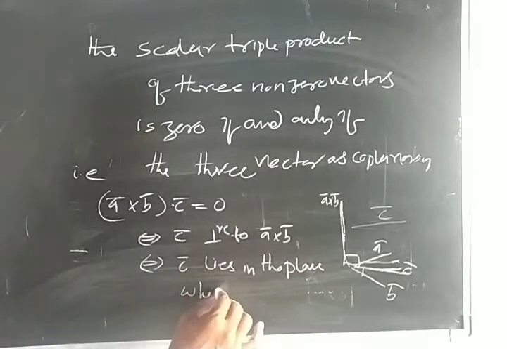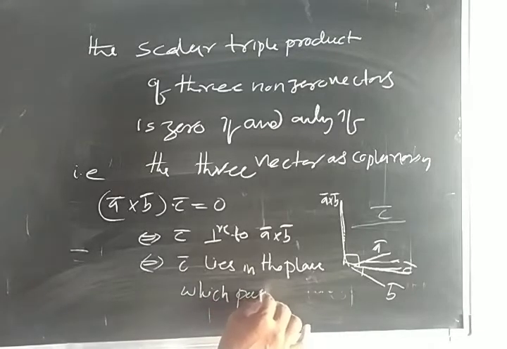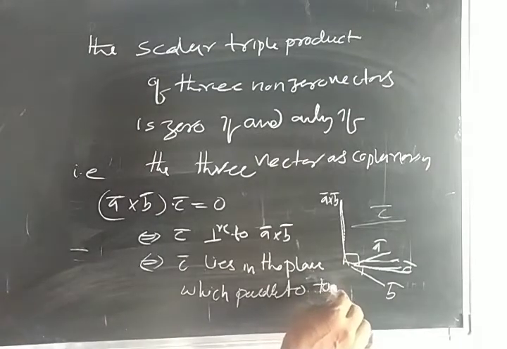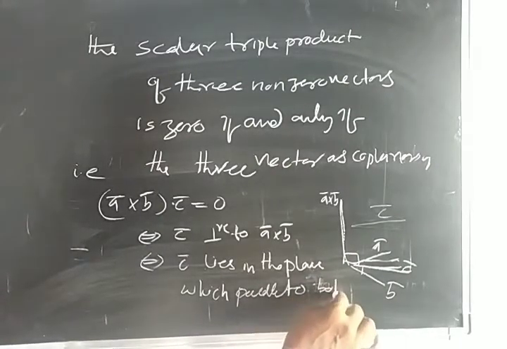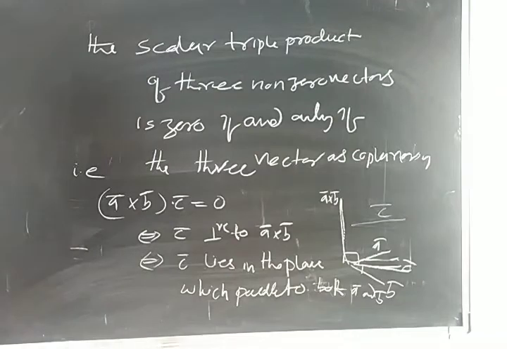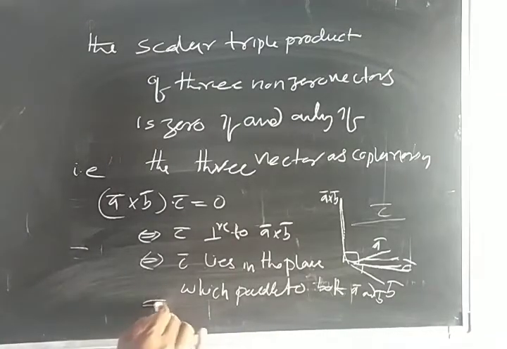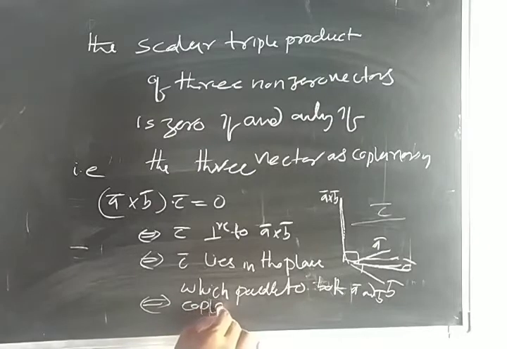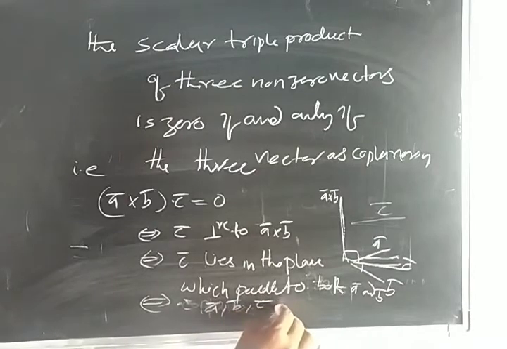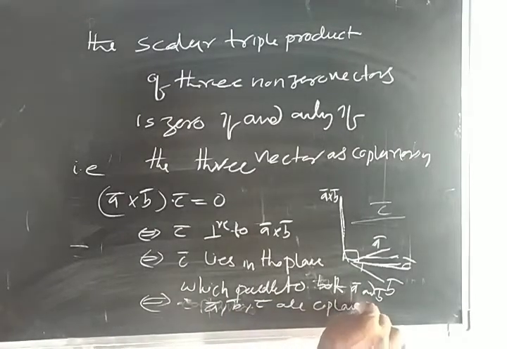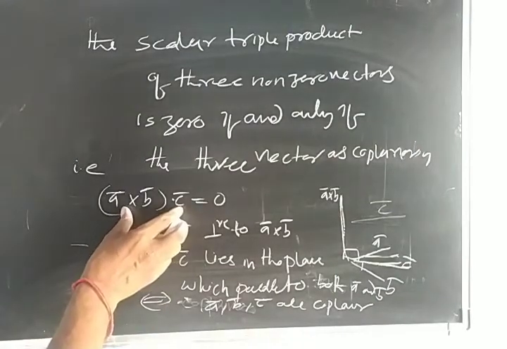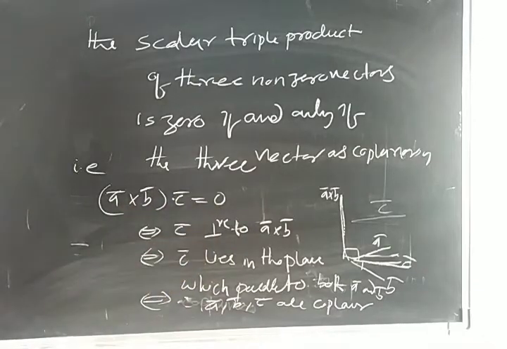which is parallel to both A bar and B bar. So if three vectors are parallel to a plane, then they are known as coplanars. A bar, B bar, C bar are called coplanars. So that's why if the scalar triple product is 0, you can say these three vectors are coplanars. Okay.